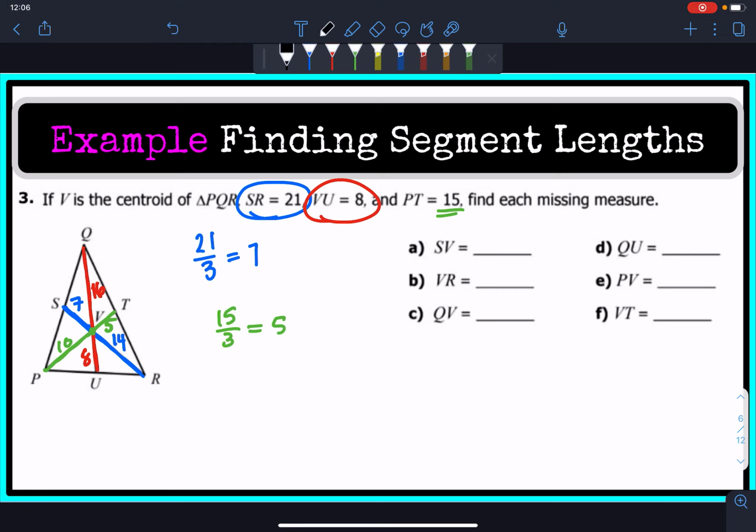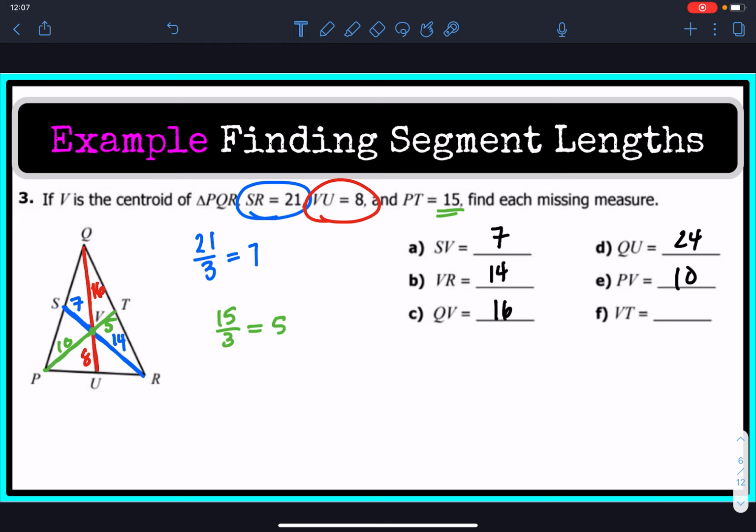So we can then fill in the blanks. SV is equal to 7. That's from the centroid to the midpoint. V to R is equal to 14. Q to V is equal to 16. And Q to U, which is the length of this red median, we add 16 and 8. So 24. P to V is equal to 10. And V to T is equal to 5. And there you go.